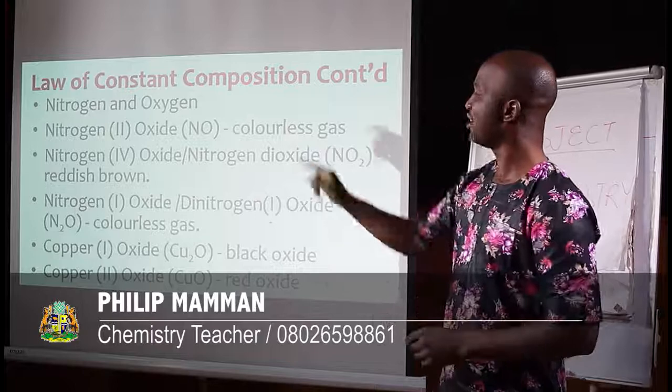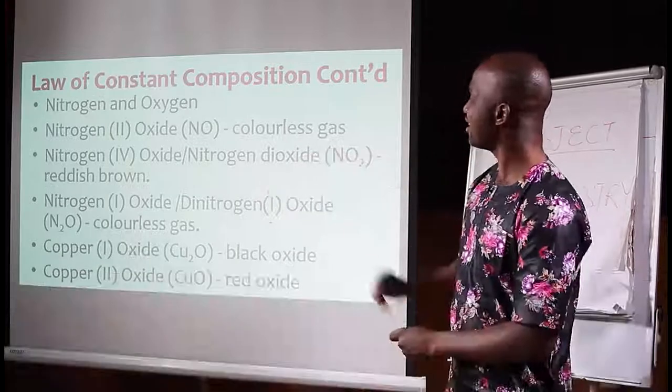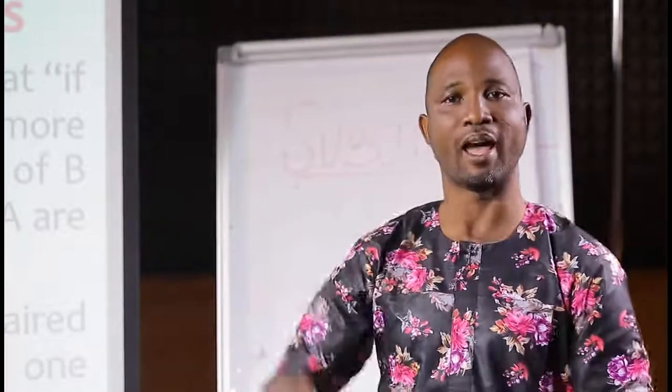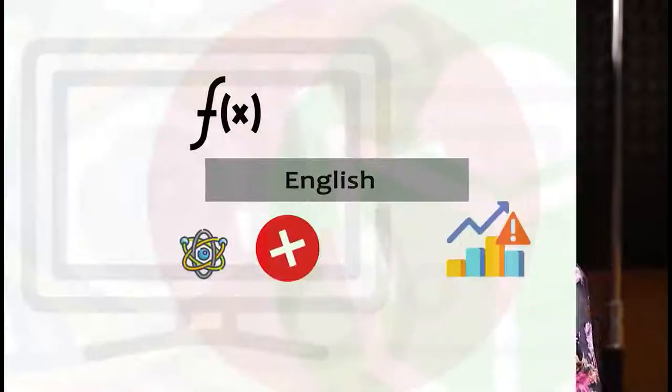And you can have nitrogen 1 oxide, or dinitrogen 1 oxide, which is N2O, which is also a colorless gas. You can have other examples like copper 1 and copper 2 oxides, as the case might be. In each of these cases, the masses of the elements that combine to form these compounds are fixed in a proportion.